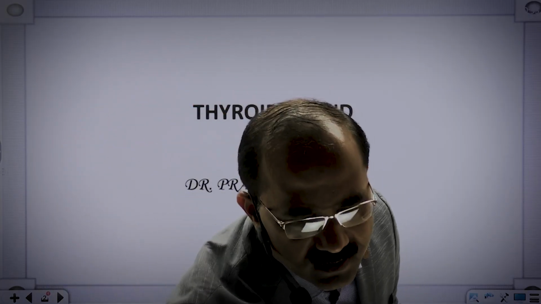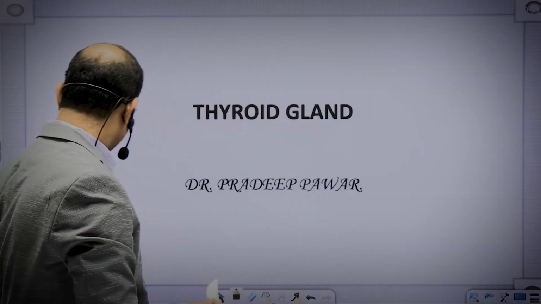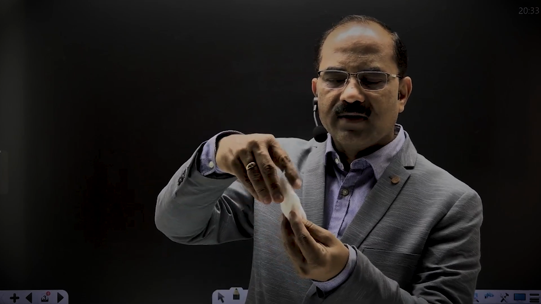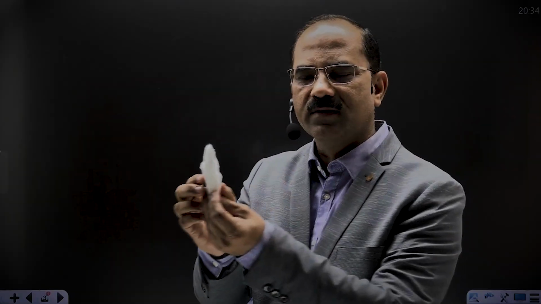Let me just tell you about this gland, students. Have a look at this. So that's how the gland looks. I made a small model for you like this. So the gland is like a pyramid. It's the apex which is pointing upwards here. You can see here, this is the apex and this is the base here.